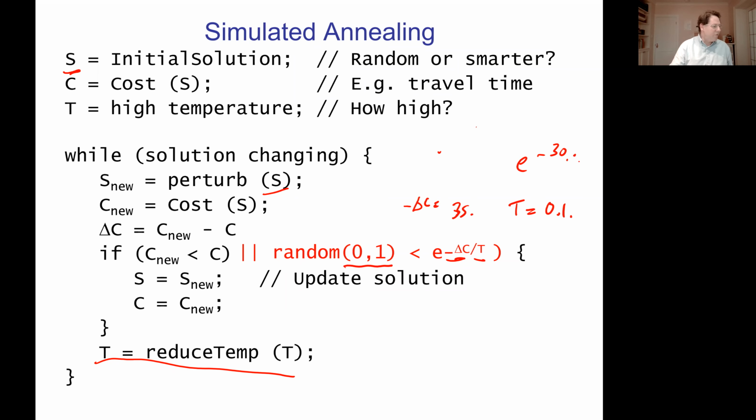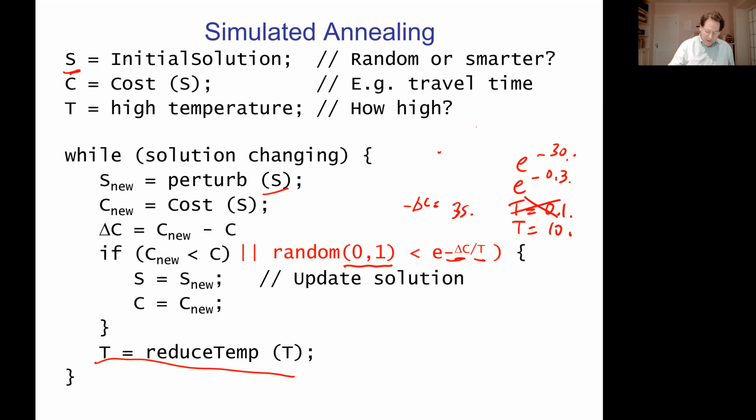The probability of that is not high at all. So very little chance that it'll accept that. But if t was equal to 10, then I need to get a number that is less than e to the negative 0.3. And e to the negative 0.3 is almost 1. Okay, so the probability of that is pretty high.